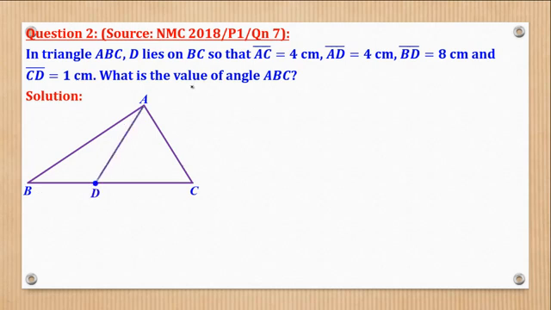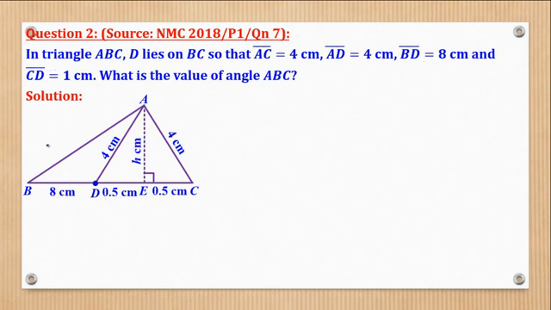Then it told us about point D lies on BC such that AC is 4 and this AD is 4. So that means that this triangle forms an isosceles. I know something about isosceles: a perpendicular meets the midpoint of DC. Then they told us that BD is 8. Then if CD is 1, it means that the perpendicular from A will divide DC into 2. So one will have a half, another will also have a half.